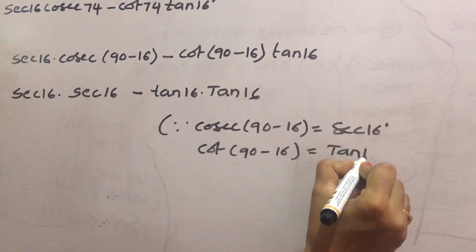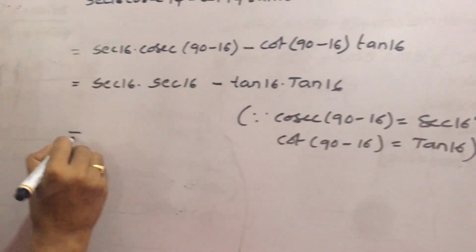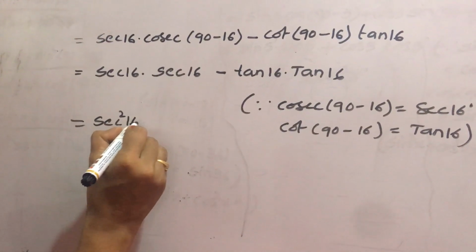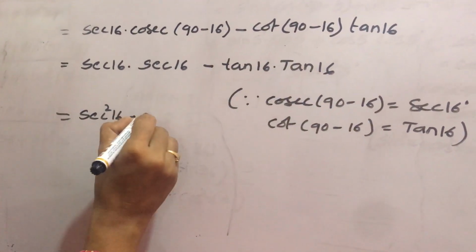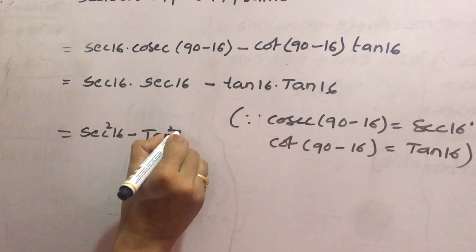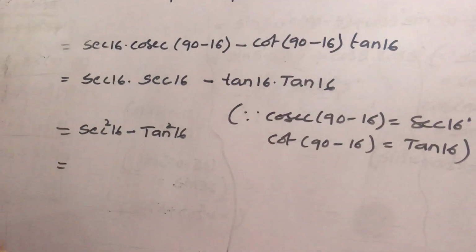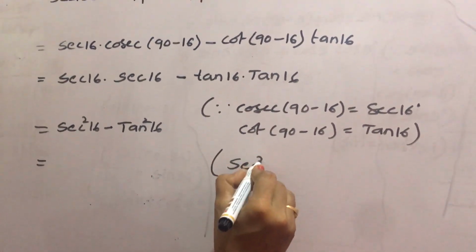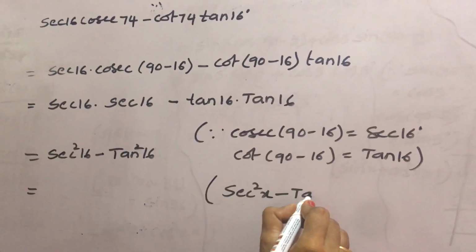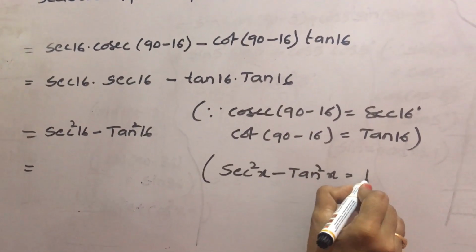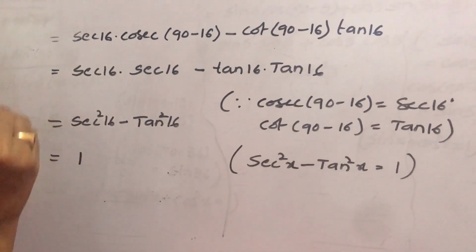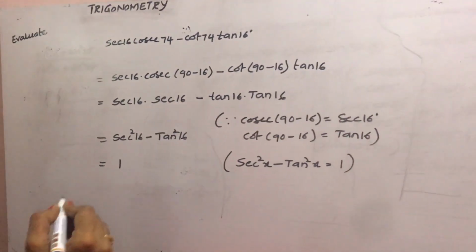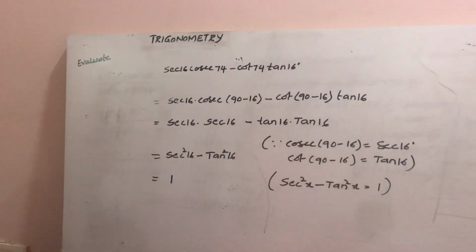See here, sec 16 into sec 16 is equal to, we know, sec square 16 minus tan 16 into tan 16 is equal to tan square 16. See here, it is the second trigonometrical identity. What is the second trigonometrical identity? Sec square x minus tan square x is equal to 1, which is equal to, we can write 1. In this way, we can find out the values using complementary angles and also trigonometrical identities.